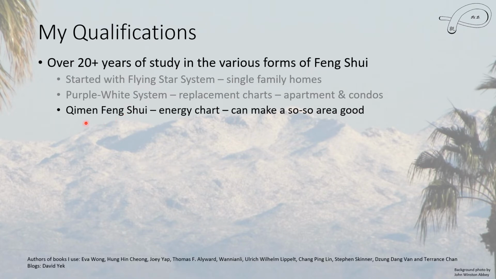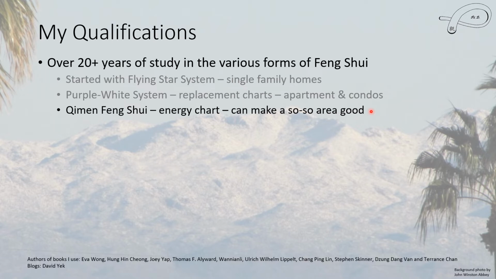There's also Qi Men Feng Shui. It is different. These two systems have stars. This system has energies in the various sectors of your home. What this means is a couple things. One, it can make a so-so area good. For example, if you have a bedroom that has so-so stars, they're okay, they're not great, they're not awful.